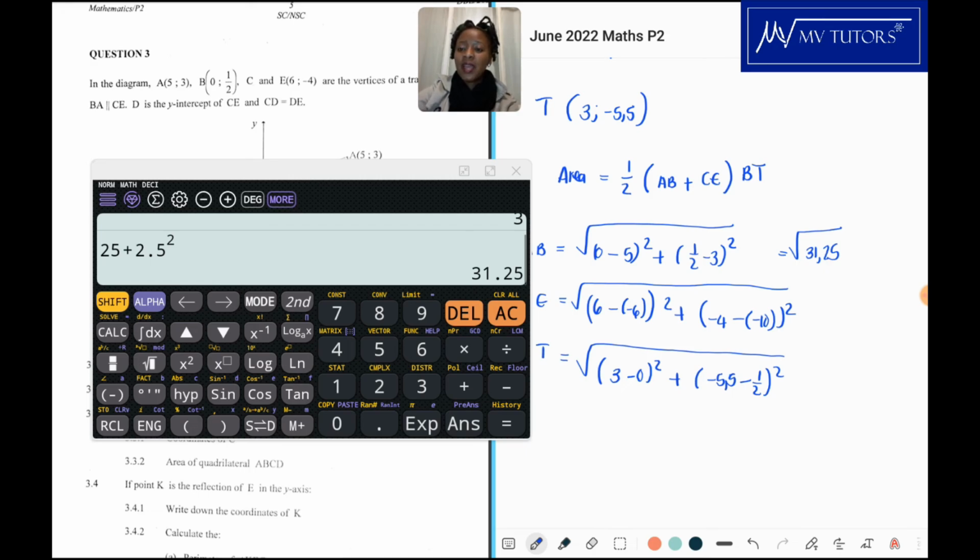Okay, and then there we have 6 plus 6. That is 12. 12 squared is 144 plus minus 4 plus 10 is 6. 6 squared is 36. So I have root 180. And then I have 3 squared, which is 9. And then I'm going to add negative 5 and a half. Negative a half is negative 6. Negative 6 squared is 36. So 45. Root 45.